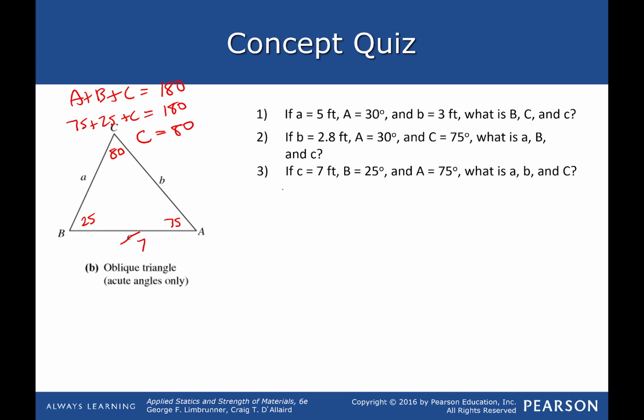So A over sine of 75 is equal to b over sine of 25, which is equal to c, which is 7, over sine of 80.